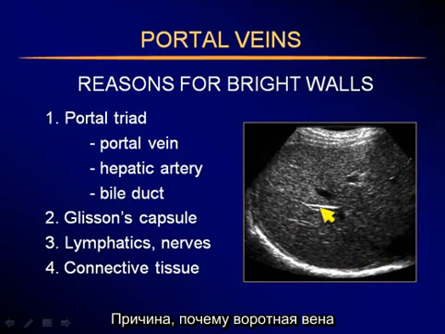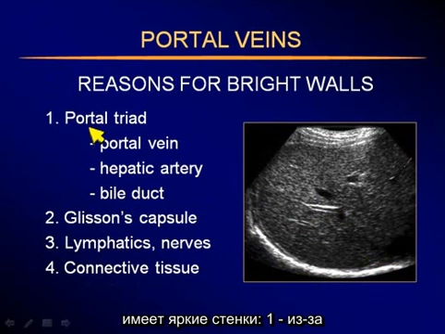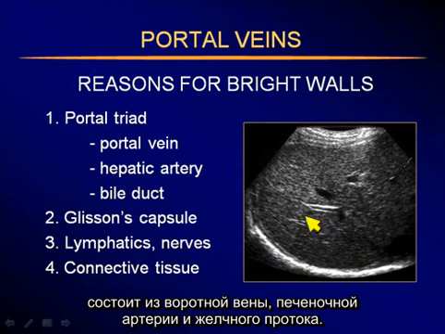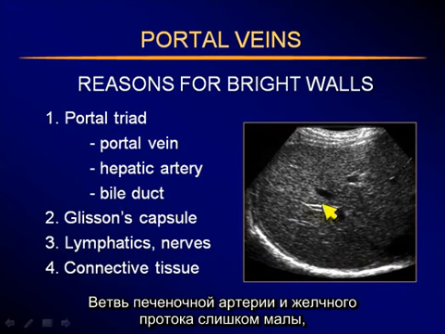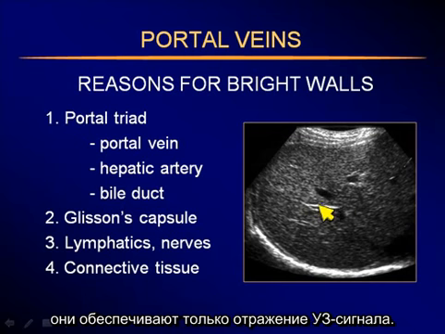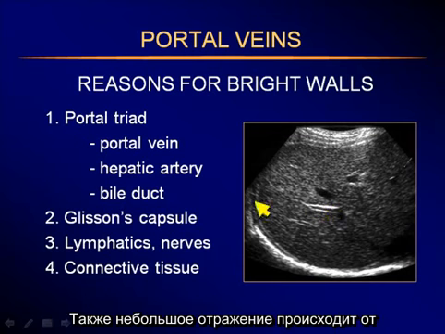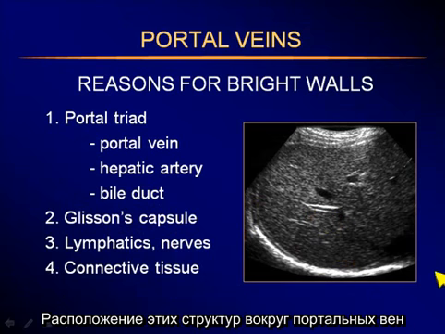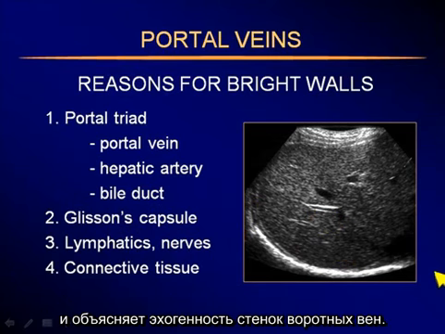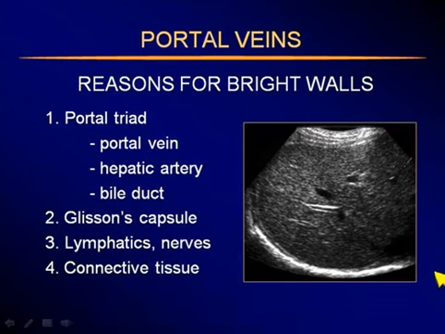Now, the reason that portal veins have bright walls is, number one, because of the portal triads, which is the portal vein, the little hepatic artery, and the bile duct. So all we're seeing here is the portal vein. The little artery and duct are small, so they just provide reflectivity. We also have some reflectivity from Glisson's capsule, from the little lymphatics and nerves and connective tissue around the portal triads. So that's why portal veins have bright walls.